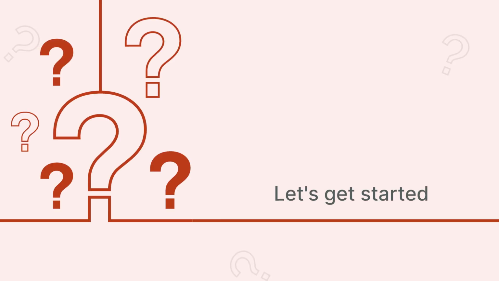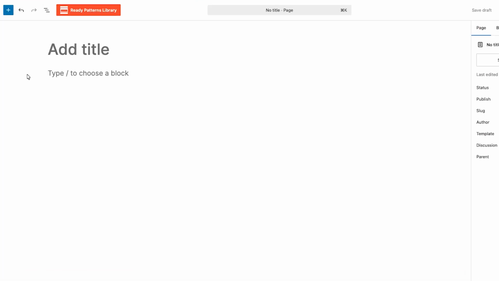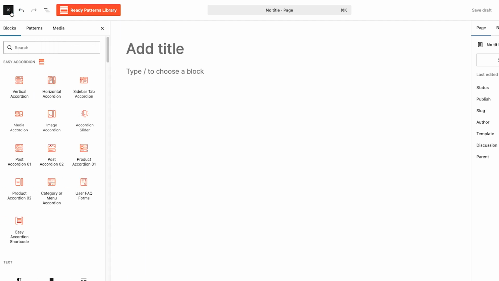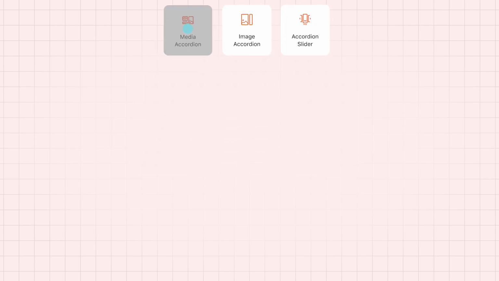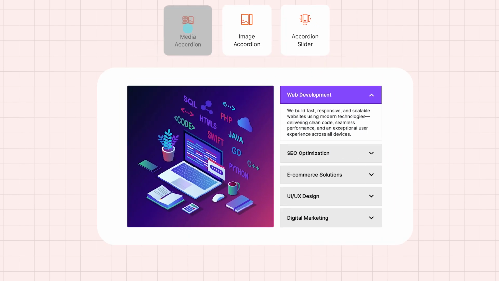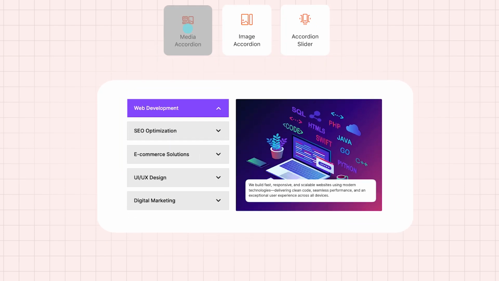So, let's get started. First, open a page and click the plus icon. Here, you'll see three blocks: Media Accordion, Image Accordion, and Accordion Slider. With the Media Accordion, you can control image positioning and display content over the image.